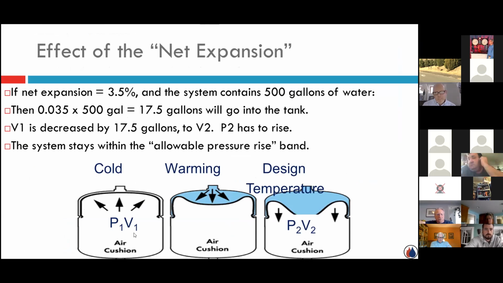As it's warming up, there's a thermal expansion of that system water. It's starting to creep into this tank, squeezing that air. And at design temperatures, I have full acceptance of that expanded system water into the tank.